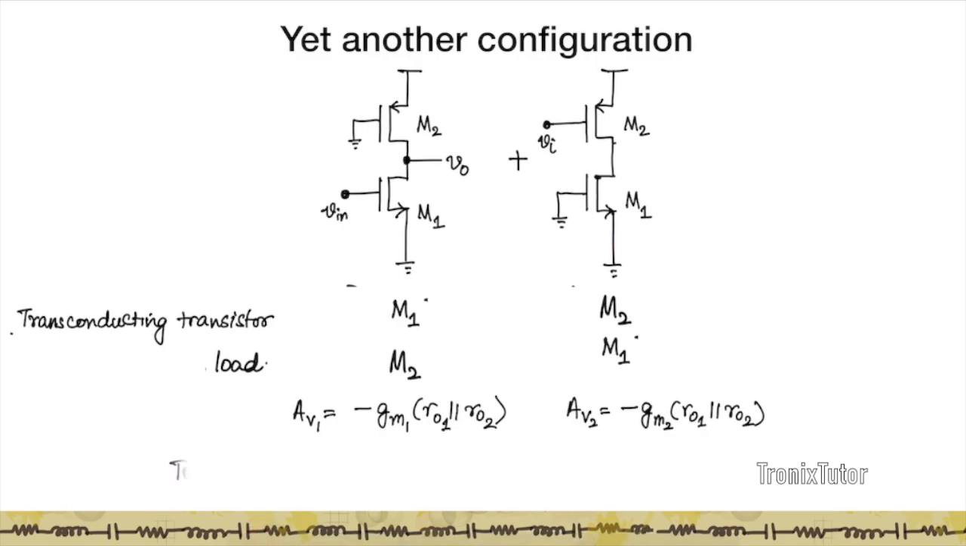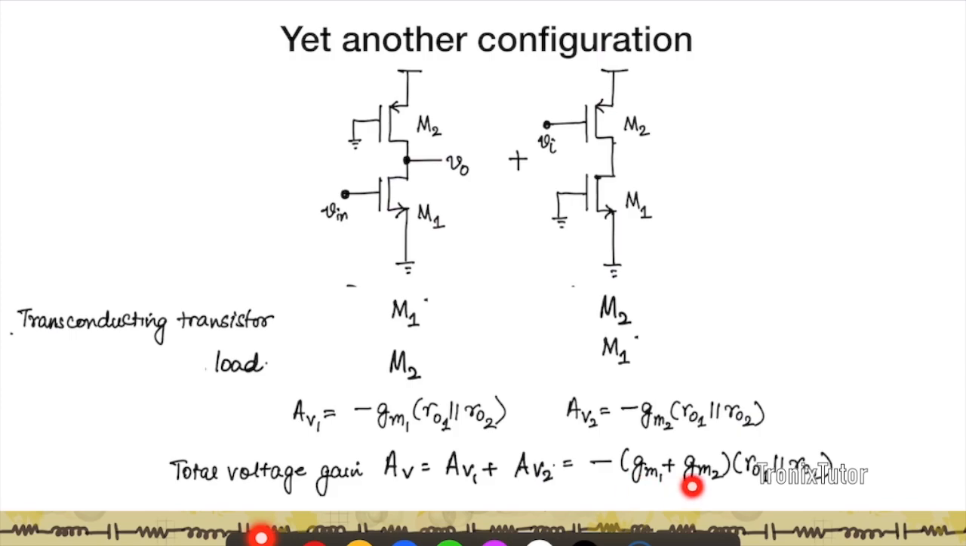And so therefore the total gain of the circuit is just the sum of the two gains. And you see that it's equal to minus (GM1 plus GM2) into RO1 parallel RO2. And this is kind of expected here because the input is given to both the transistors in the circuit, so both the transistors are going to contribute to a transconductance. And so we expect the gain of the circuit to be larger than what it would have been if only one of the transistors were given the small signal input.